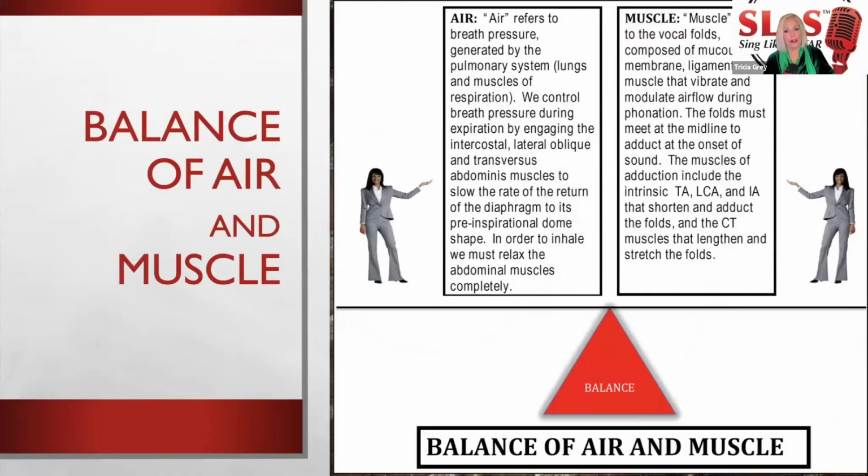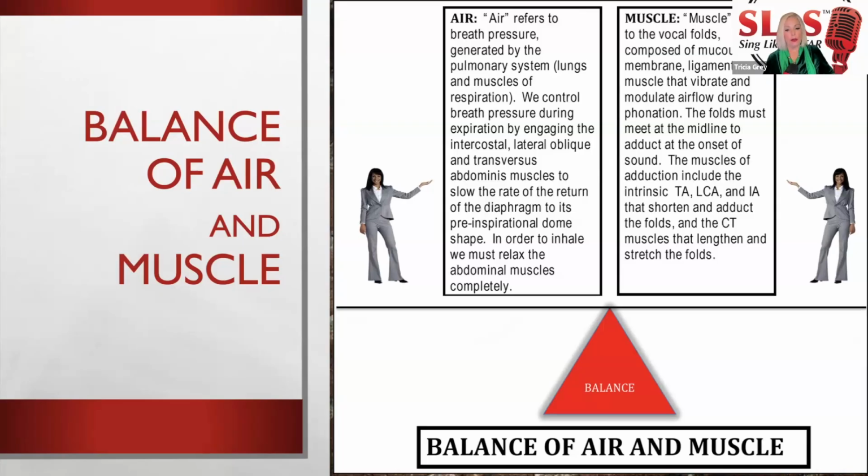The balance of air and muscle. Air refers to breath pressure, which is generated by the pulmonary system, the lungs, and the muscles of respiration. We control breath pressure during expiration by engaging the intercostal, lateral oblique, and transversus abdominis muscles to slow the rate of the return of the diaphragm to its pre-inspirational dome shape.